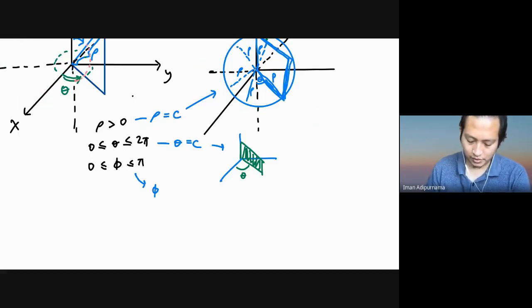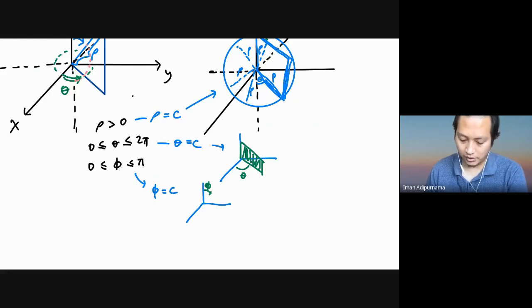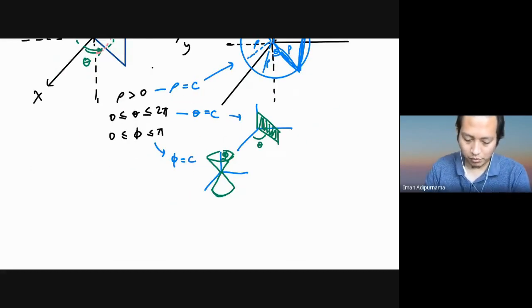If psi is a constant, what will happen? So let's say this is your psi there. Imagine psi is there, and all the others are not constant. So it will be creating a cone, right? Creating a cone. Or precisely for this case, it's a half cone. Okay?